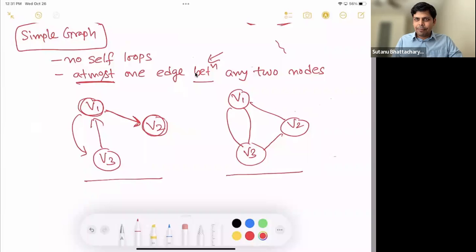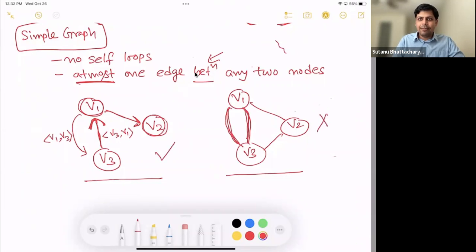Now, this is a directed graph, meaning V1, V3. You may think of this as a one-way road. When you take I-85 to reach Atlanta from Montgomery, you might be taking I-85 north, and when you are returning, you are taking I-85 south. So the road is not the same, right? This is a directed edge. But for the undirected example, this is not a valid simple graph because both edges are the same. So this is not a simple graph, but this is a simple graph because this directed edge from V3 to V1 is not the same as V1 to V3.